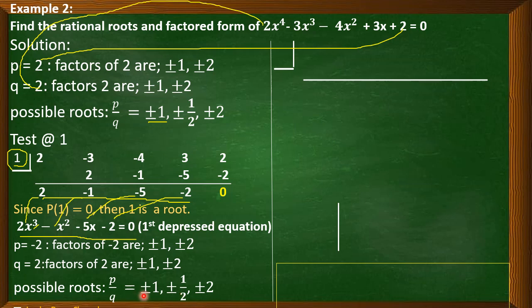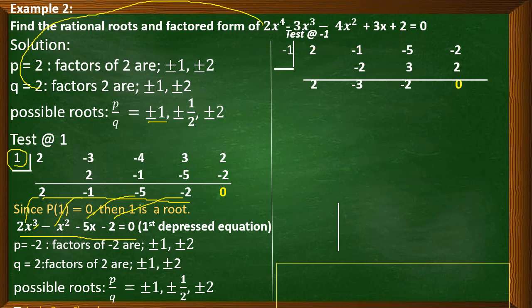Okay. Now we have to test. We'll start with negative 1. So we will not test 1 anymore because 1 is already a root. So we'll start now with negative 1. So test at negative 1. So we have to write first the coefficients. So we have here 2.